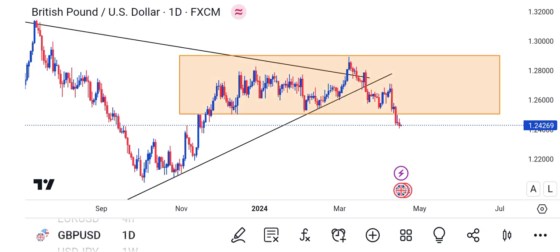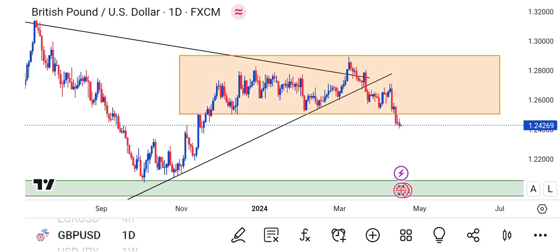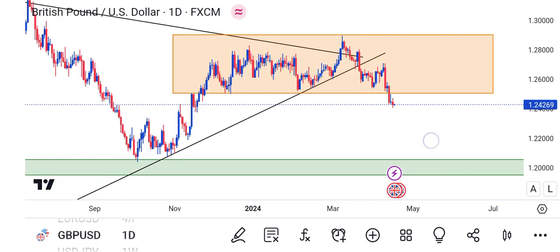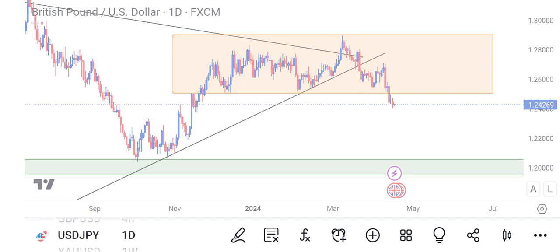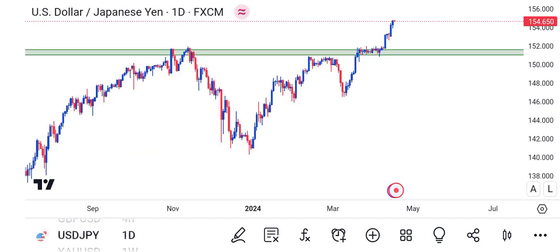Gbpusd, bearish, we've broken out of the range to the downside. So we are clear to get into a sell trade, and our first target would be 1.20532. So that's going to be our first level target.